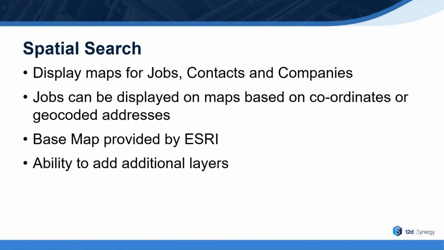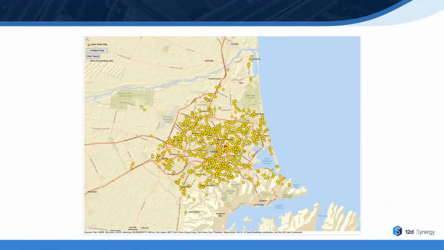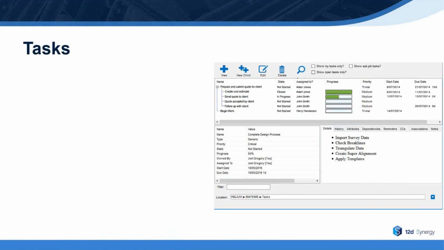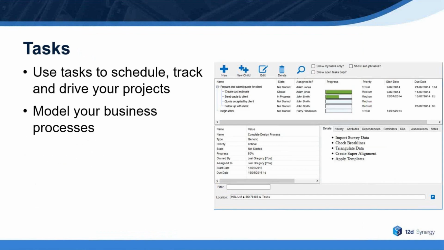So what that means is you can really clearly see all your jobs in the area. If you've done a job just down the road, you probably want to know about it. You're going to easily see that. You could also search on files in a particular area. For example, you might draw a rectangle on this map and say, show me every dial before you dig report in this area. Synergy does also have a tasking system.